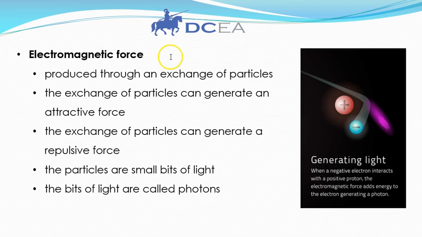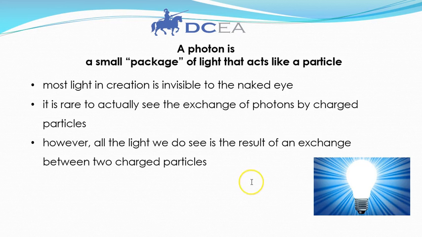So electromagnetic force is produced through an exchange of particles. We've talked about this exchange in a previous module. This exchange can generate an attractive force or a repulsive force. The particles are small bits of light, and the bits of light are called photons. A photon is a small package of light that acts like a particle.